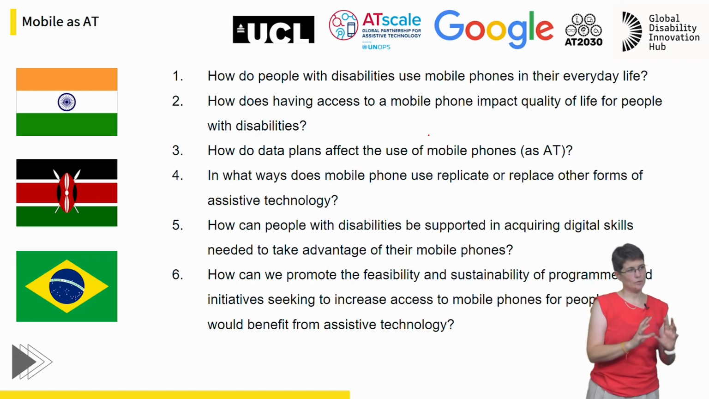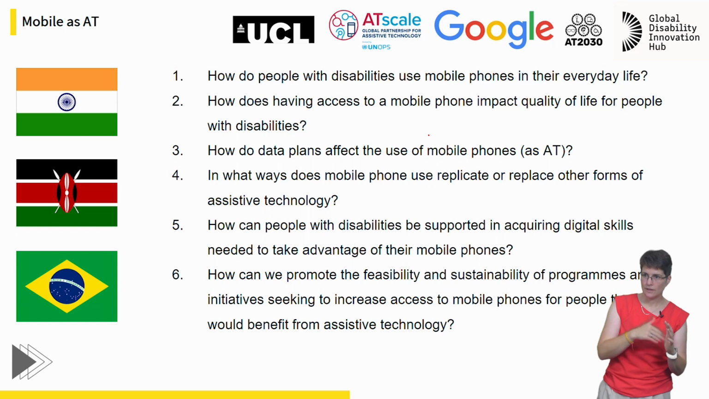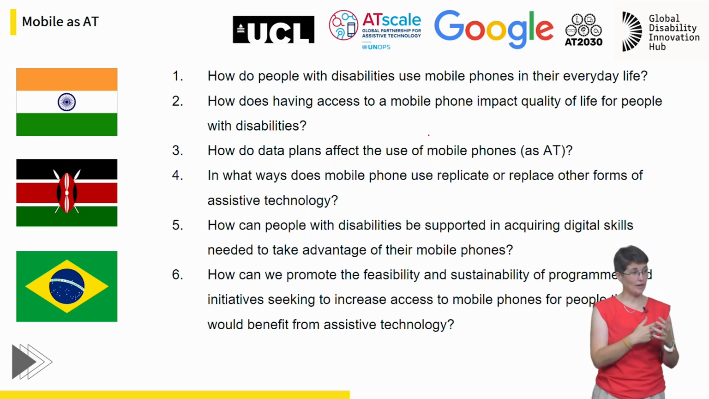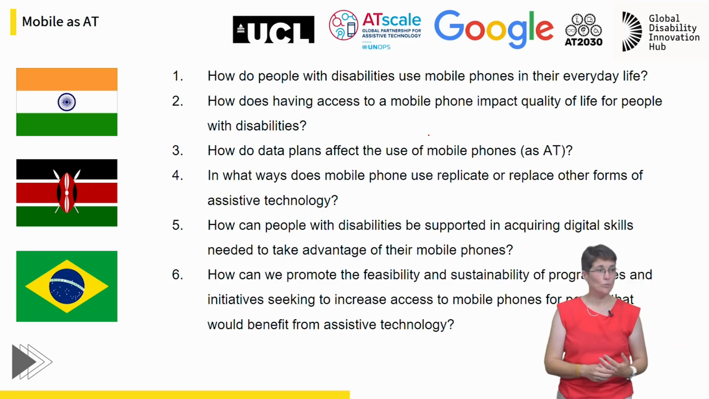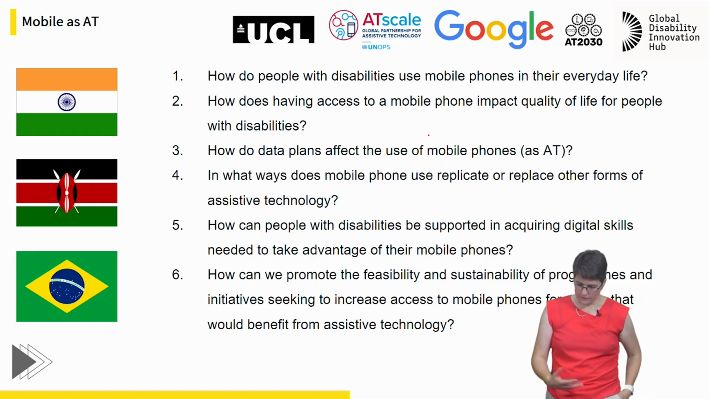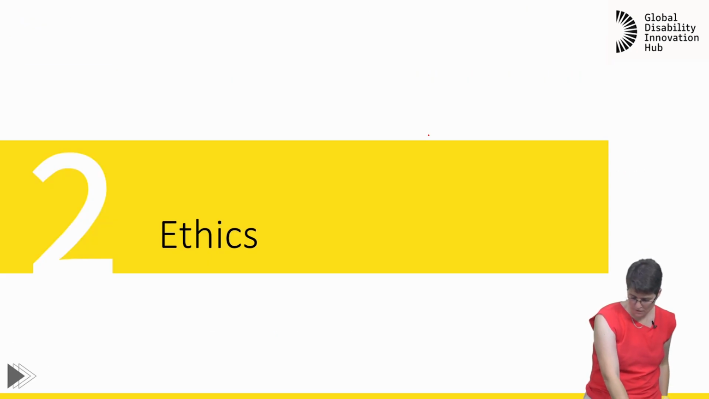So what we end up doing is WhatsApp training. Every week we send out a little video on how to use something. And then they have a local contact they can reach for support if they want to learn more about that. And so, how do we promote the feasibility and sustainability of programs and initiatives for getting people mobile phones? So that's that.